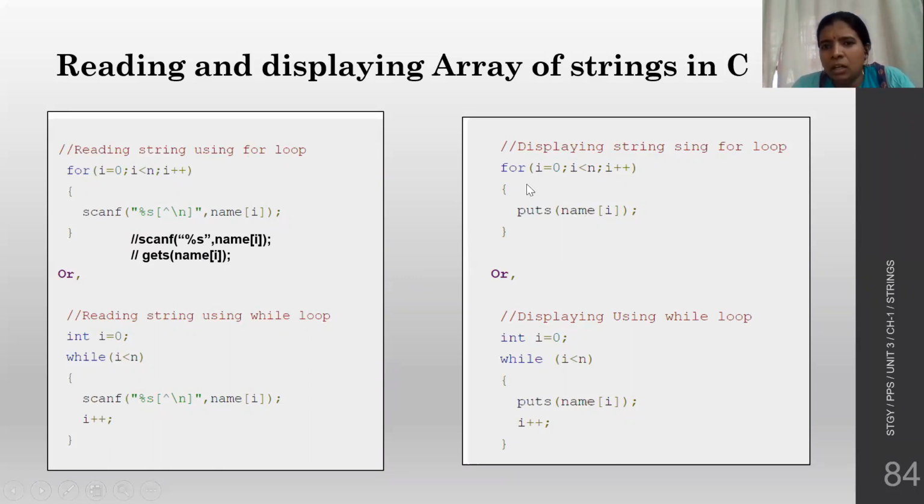How do you print it? For i equals 0, i less than n, i plus plus, puts name of i. Or instead, here you can use printf %s name of i. You can also use putchar in a while loop and all that stuff.